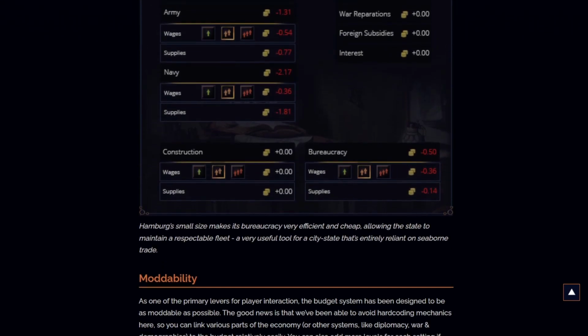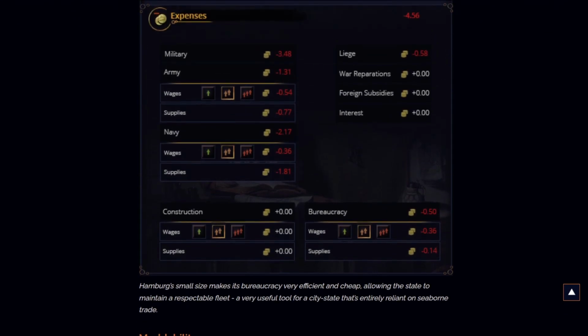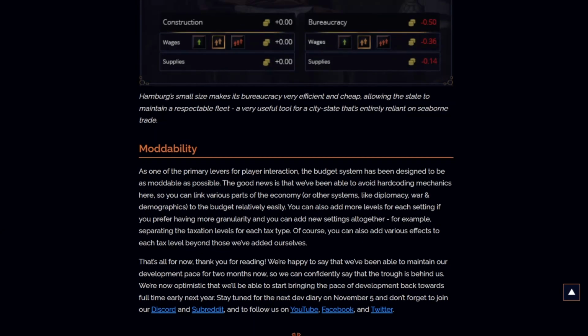But that is going to be it for today. The Dev Diary, like I say, pretty short. They obviously talk about modability. As I always say, they're making the game very moddable, so you can make a lot of changes and use this system elsewhere. So yeah, they're going to talk about that.